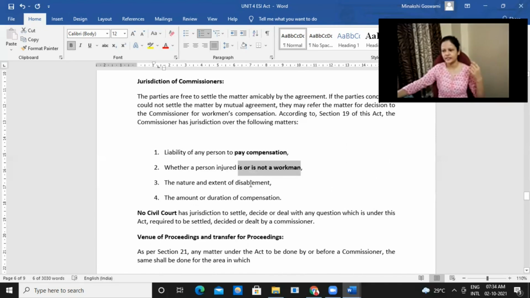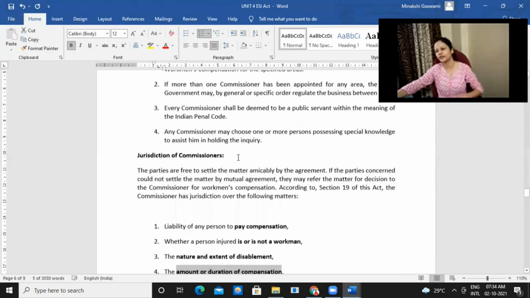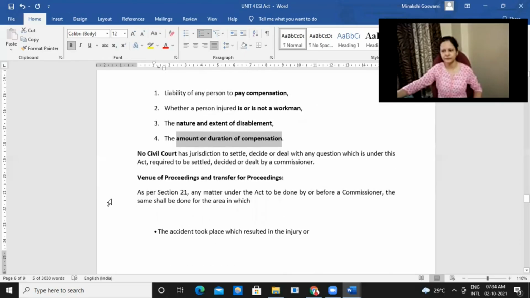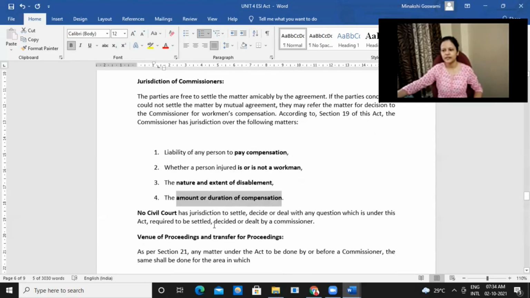Nature and extent of disablement. How much disablement has the person suffered? Is it permanent? Is it temporary? Amount or duration of compensation. How much should be paid and for what duration the amount should be paid. All these matters would be decided after doing proper inquiry with the help of people or the person himself. No civil court has jurisdiction to settle these matters, and these matters would be taken care of by the commissioner only.